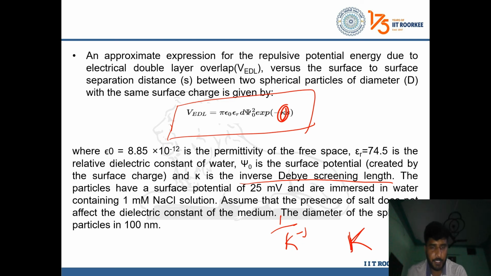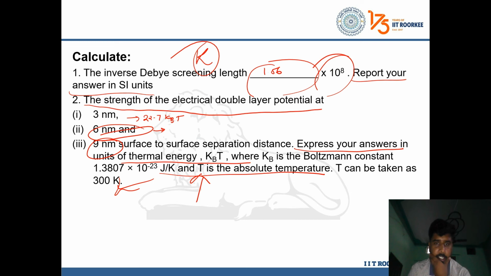Particles have a surface potential of 25 millivolt, that is psi naught, and are immersed in water. This is the concentration of electrolyte given here. Assume that the presence of salt does not affect the dielectric constant of the medium, and the diameter of the spherical particles is 100 nanometer. You have to calculate the inverse Debye screening length, that is the K value, and the strength of the electrical double layer at 3 nanometer, 6 nanometer, and 9 nanometer.